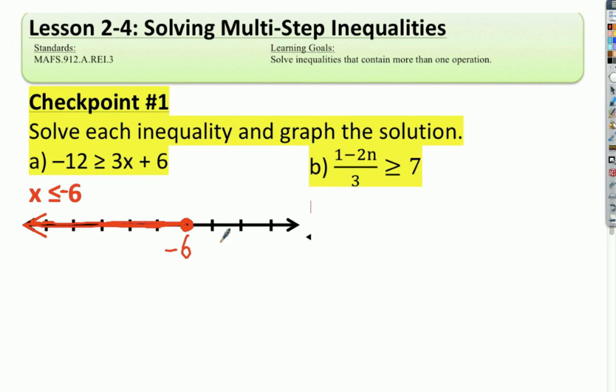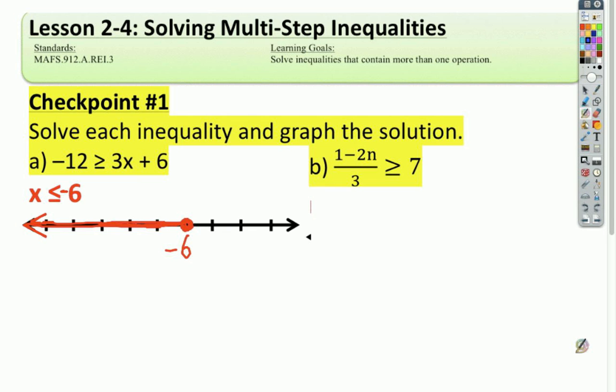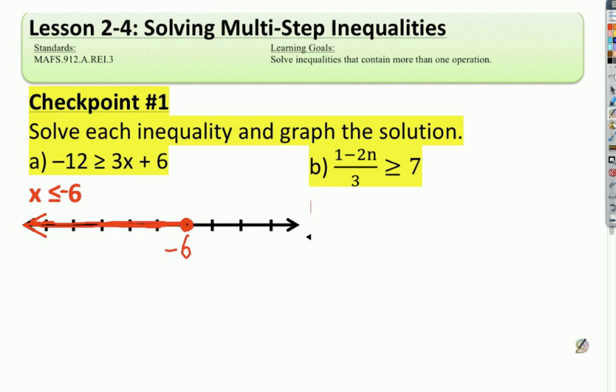All right, I'll answer questions in a moment. So that was part A. Let's see about part B. Part B, we've got team G and team F. Team F and G, all right?